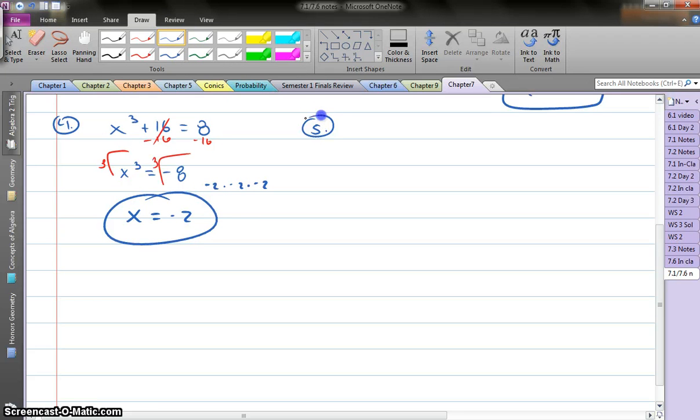Easy notes today. All we're doing is combining solving with what we know about radicals. X minus 2 to the fourth power equals 81. Now here, because it's in parentheses, we can't get rid of the 2 first. So we got to get rid of the fourth power first. So I'm going to take the fourth root of both.